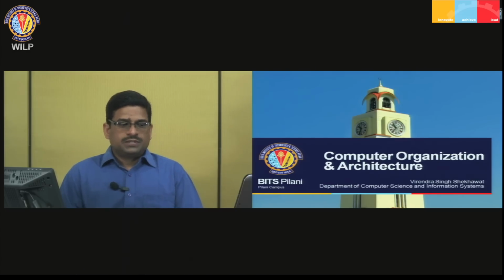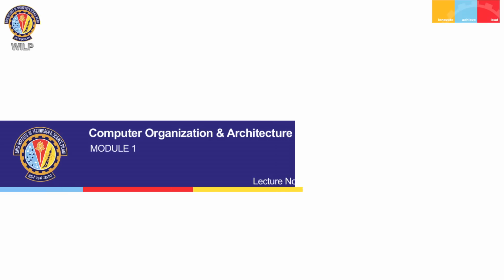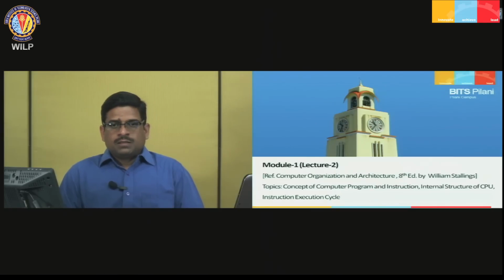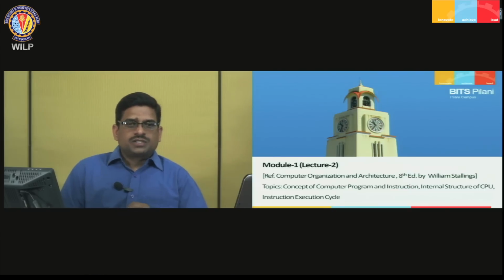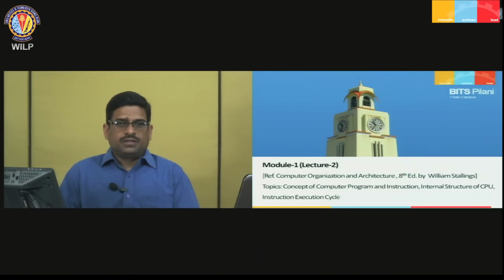Hello everyone. So this is lecture 2 for the course Computer Organization and Architecture from module 1. In today's lecture I am going to talk about the concept of the program and the instruction. What is a program and what is an instruction, and then the internal structure of the central processing unit or your processor. What is the requirement from the processor to execute your program or execute your instruction, and the instruction execution cycle I will talk about.